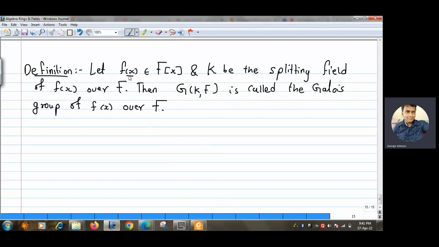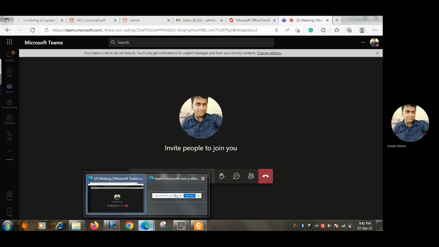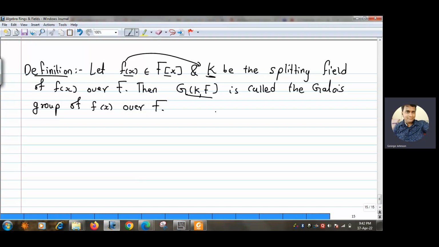So if we are given a polynomial f(x) and if K is the splitting field of this polynomial, then we have two fields, K which is an extension of F, and F. You know the definition of G(K/F). It is the collection of all automorphisms from K to K which fix every element of F. So G(K/F) is known as the Galois group of f(x) over F.